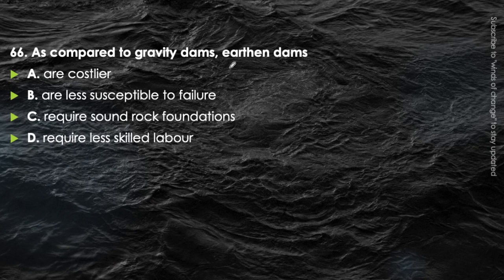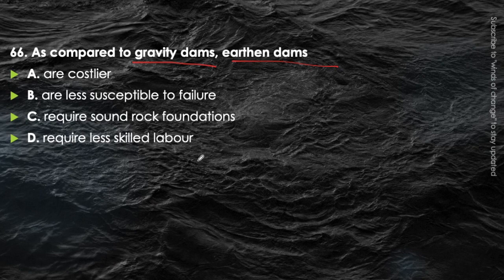Gravity dams are composed of mass concrete and earthen dams are composed of soil and rock fragments. So think about it. As compared to gravity dam, earthen dams are costlier, which is not possible. Obviously gravity dam will be costlier because it is made up of concrete and earthen dam is made up of soil only. Are less susceptible to failure, which is also incorrect. Gravity dams are less susceptible to failure as compared to earthen dams, and require sound rock foundation, which is also required in the case of gravity dam. In the earthen dam, we will not require a sound rock foundation because everything is made up of soil only.